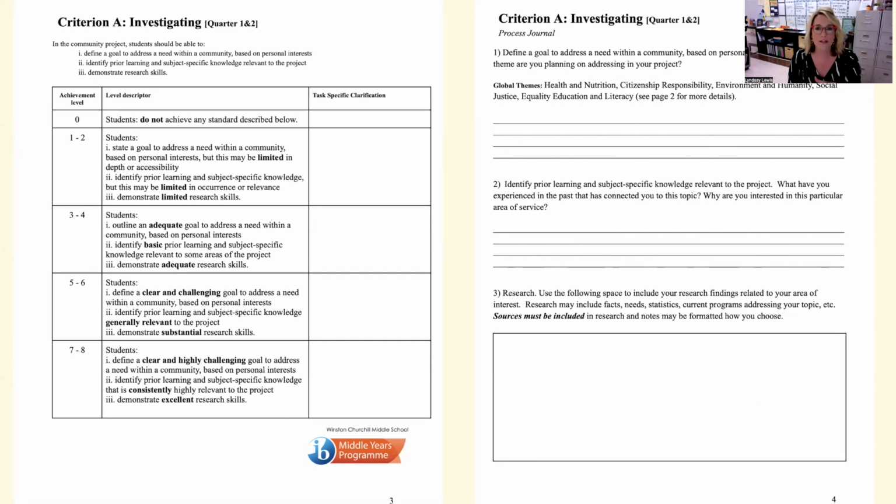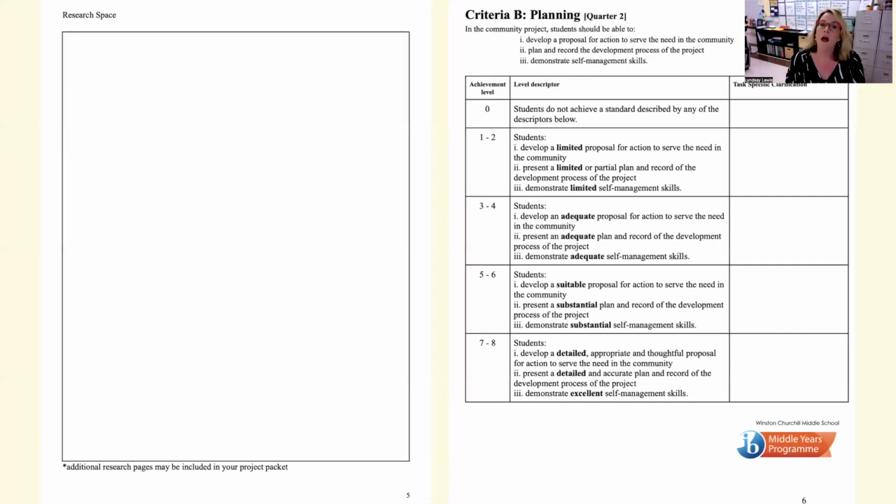And then you'll also notice the page of work in your process journal where you are going to be identifying which global theme you are interested in connecting with. And then there's an area where you're going to be able to figure out what types of projects sound interesting to you. And then there's a large area where you're going to be able to include your research notes, an additional space where you'll be able to essentially compile any information that you're seeing, what kind of work is already being done in the community, what areas are still needed, and that will be all part of the initial investigating portion.